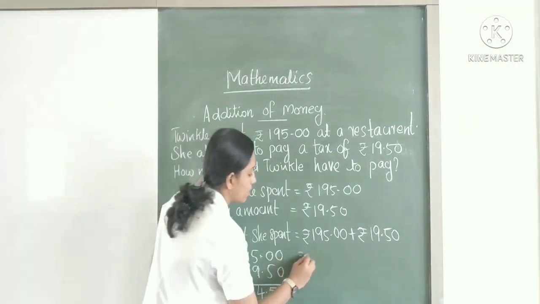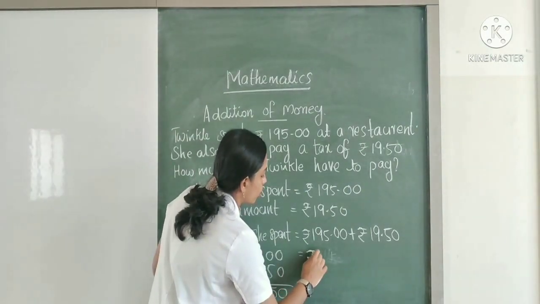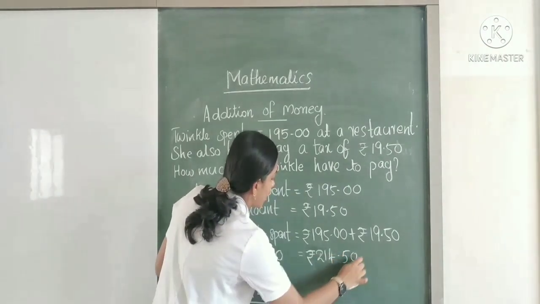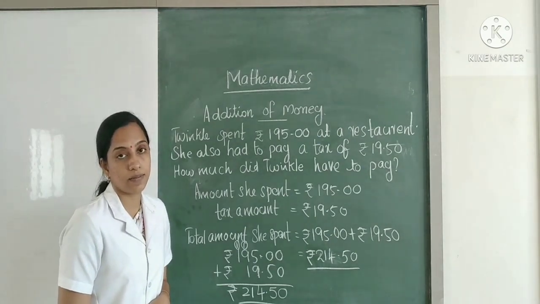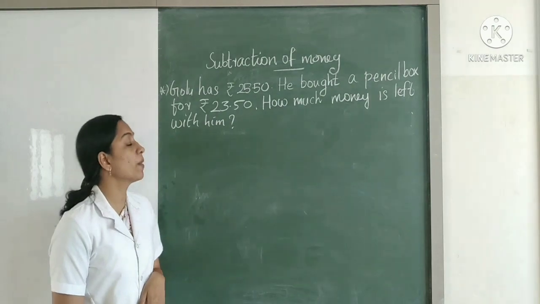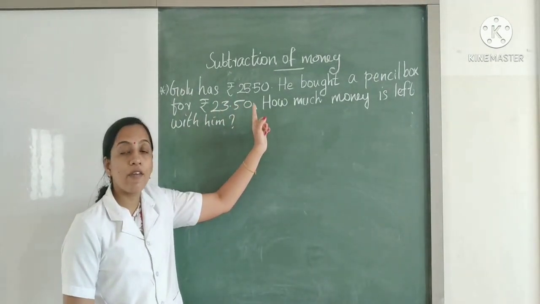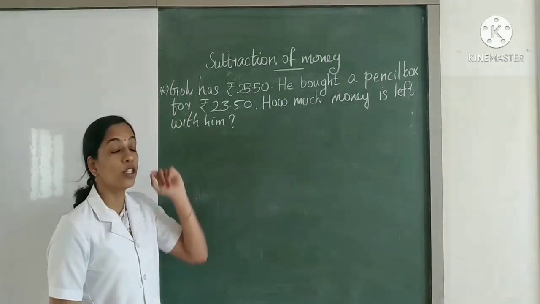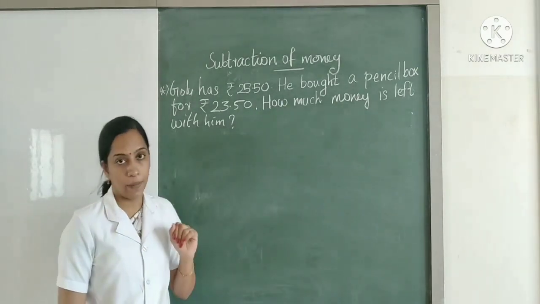So let us write the answer here. That is the total amount she spent is equal to rupees 240 and 50 paise. Okay children, is it clear? Next, let us see how to solve subtraction word problem. I will read the question. Golu has rupees 25 and 50 paise. He bought a pencil box for 23 rupees and 50 paise. How much money is left with him?